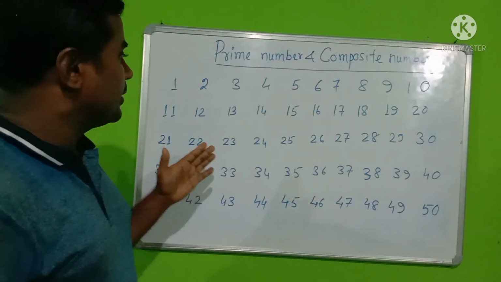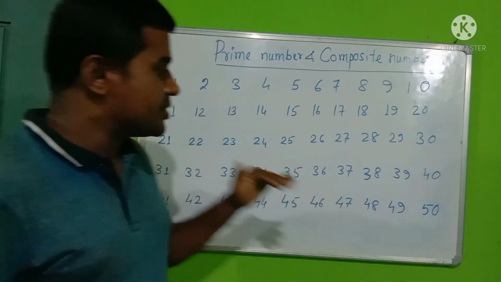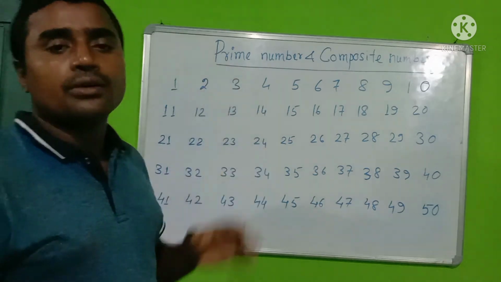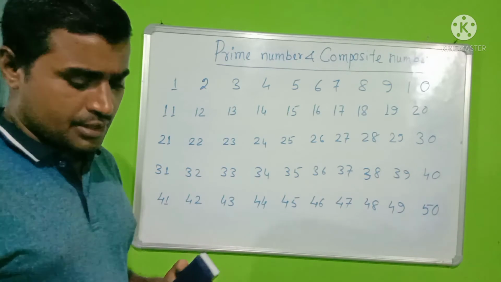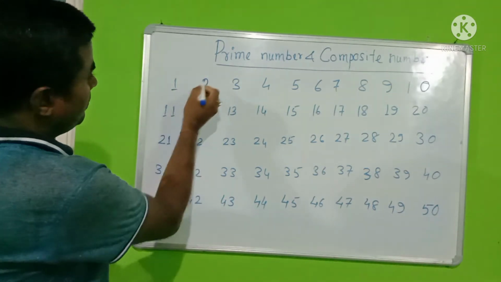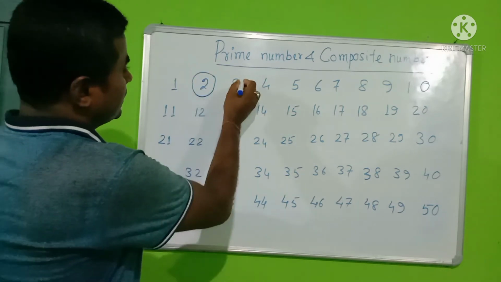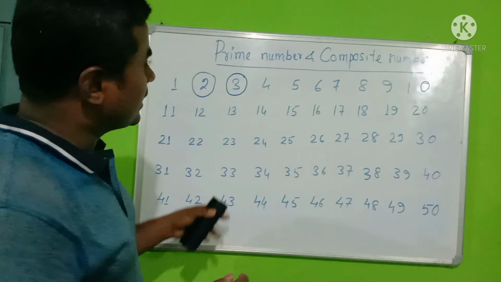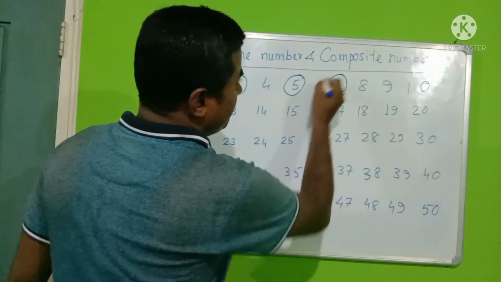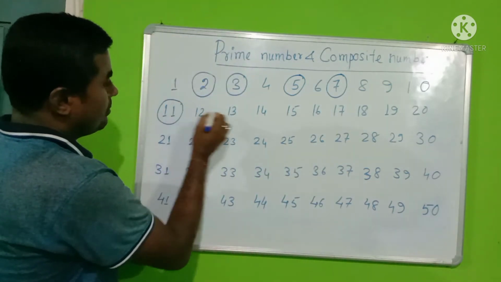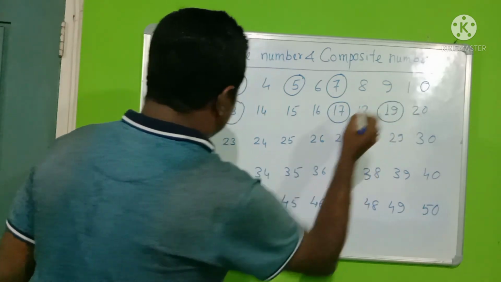Now student, you observe, here I write the natural numbers from 1 to 50. Now we select which are prime and which are composite. I encircle the prime numbers and tick the composite ones. You observe. So except 1, 2 is prime. 3 is prime. I encircle the prime numbers. 5 prime, 7 prime, 11 prime, 13 prime, 17 prime, 19 prime.